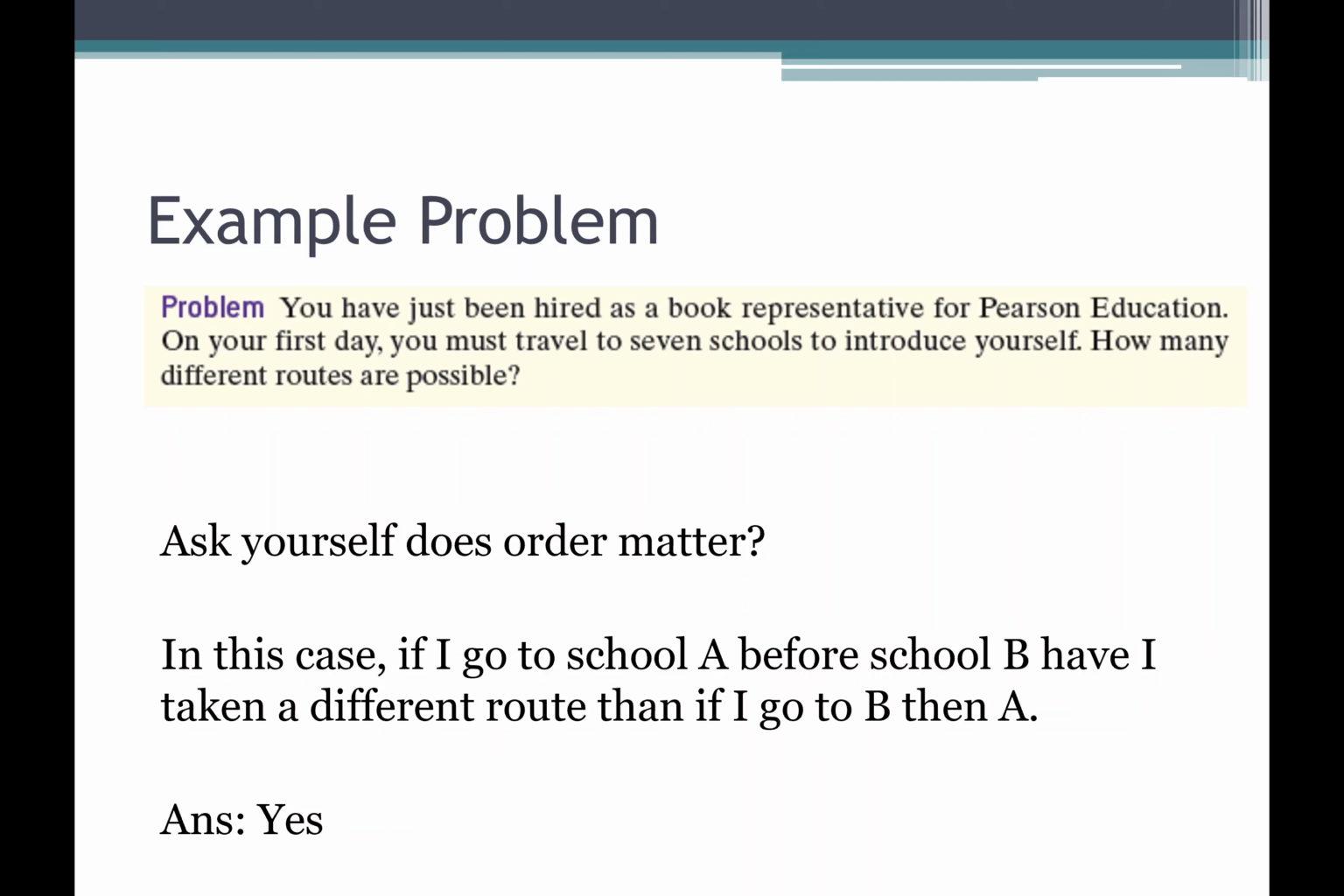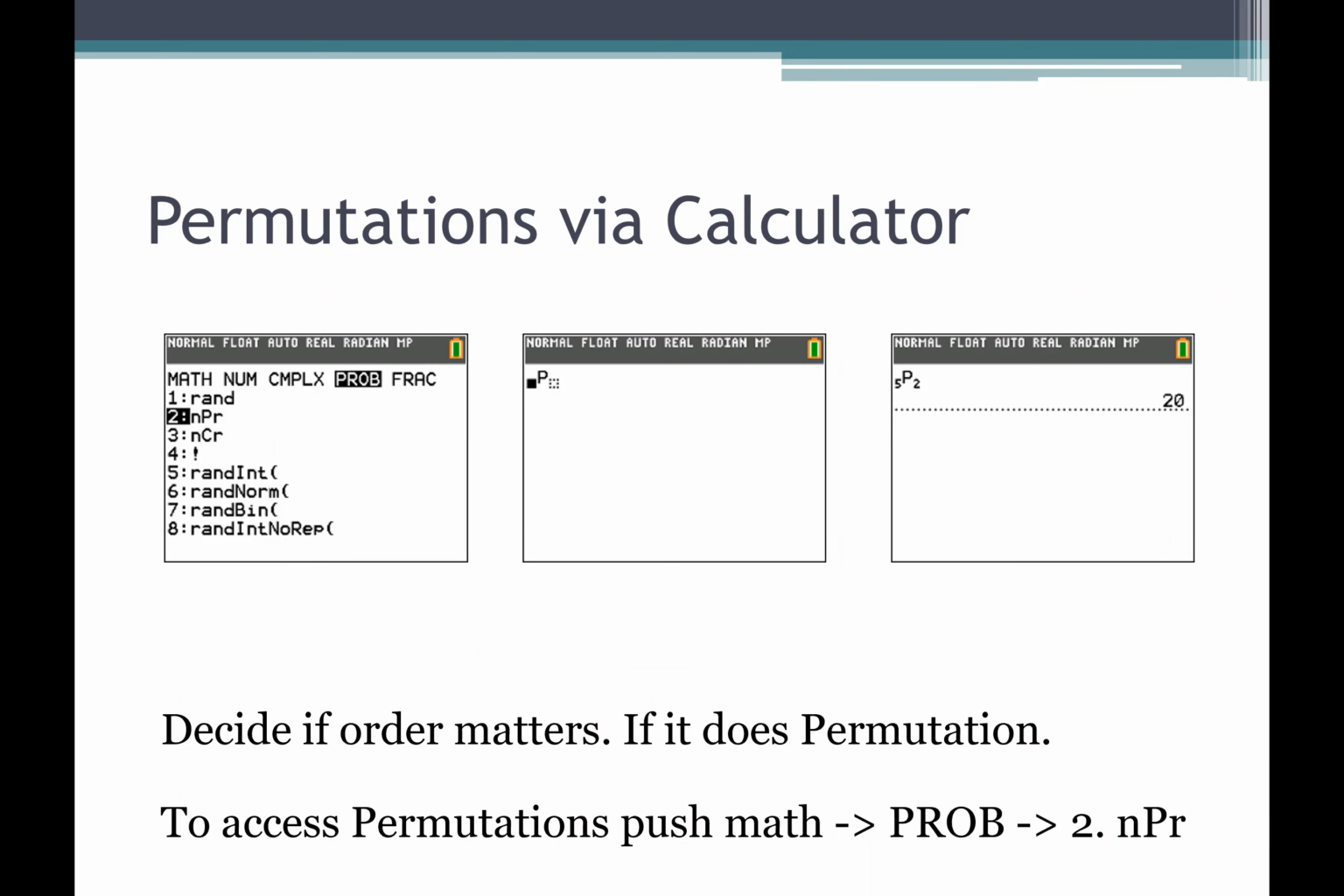So, example problem. You have just been hired as a book rep. So this is the same one we just talked about. Ask yourself, does order matter? In this case, if I go to school A before school B, I have taken a different route than if I go from B to A. So yes, order matters. And if you're going to use permutations on the calculator, I'll go through this with you real quick.